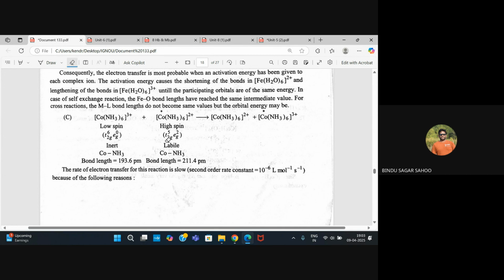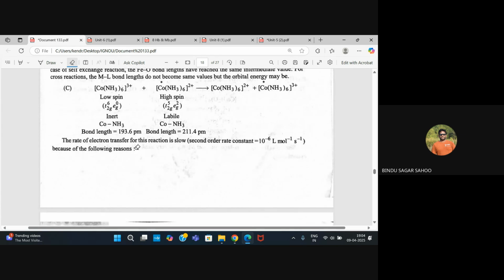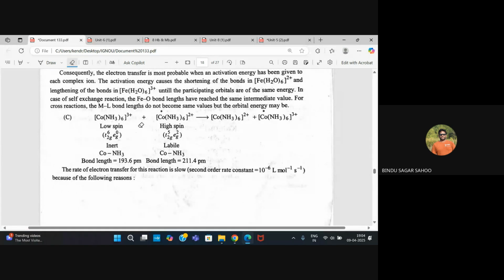So how can you predict the transfer process will be slow? From the bond length data. Here you can check definitely Fe3+ means its bond length will be smaller, Fe2+ means its bond length will be more, but the difference is also more. That doesn't mean electron transfer does not occur. Electron transfer occurs, but we need some activation energy, or some input energy. Then electron transfer can occur.